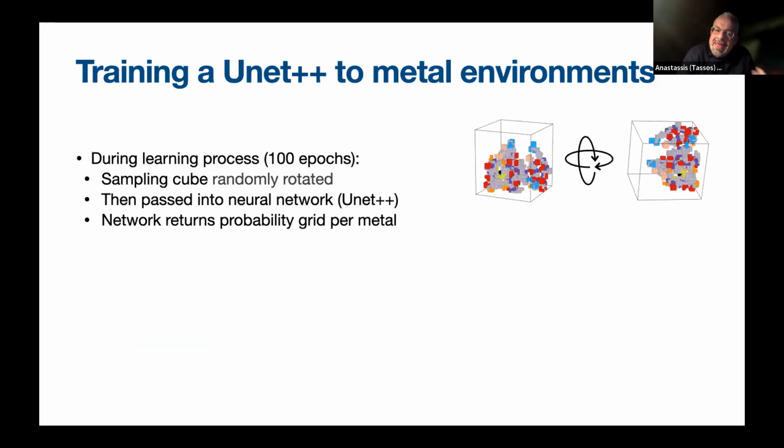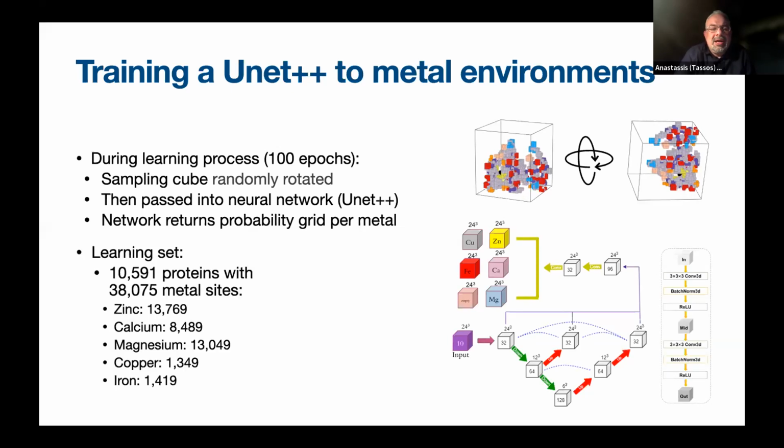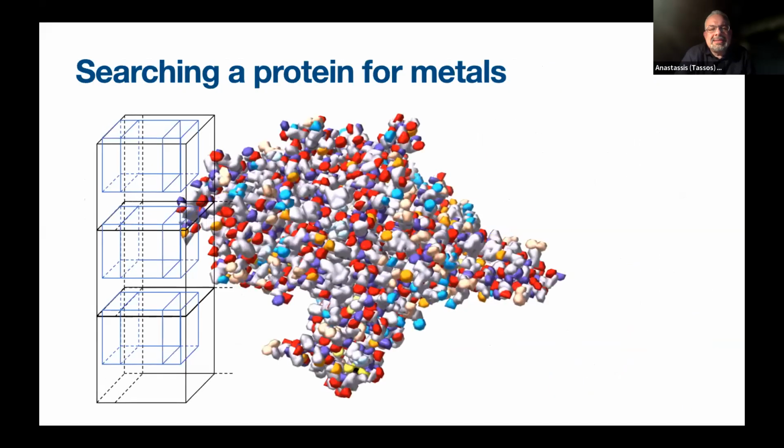And then we start learning, and within the learning epochs, we use the typical image manipulation tricks, where we rotate the image around to create the rotational variability and so on. And we simply pass that to an out-of-the-box neural network used in many AI applications to predict the 5 most common metal sites on proteins. We trained that on something like 11,000 proteins for 40,000 metal sites.